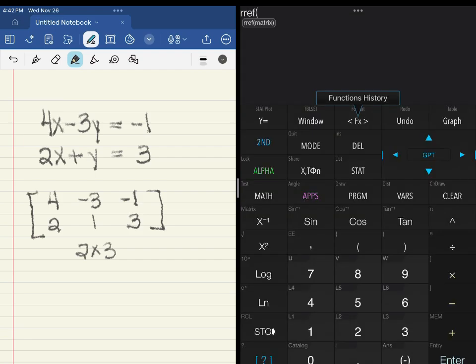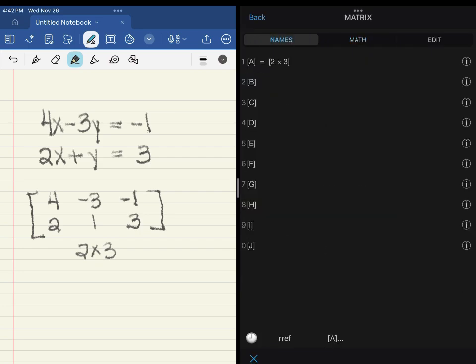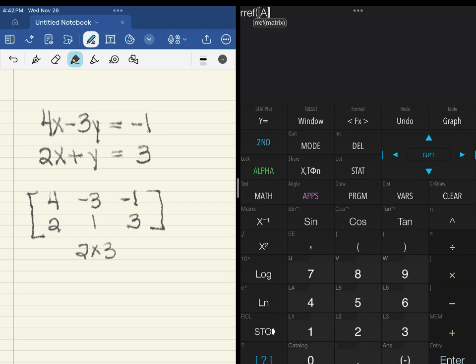You're going to go down to math and press RREF. RREF, and now you need to pick the name, matrix A, that you want to do the RREF on. Now, RREF stands for reduced row echelon form. The reduced row echelon form will tell you what the solution is going to be.